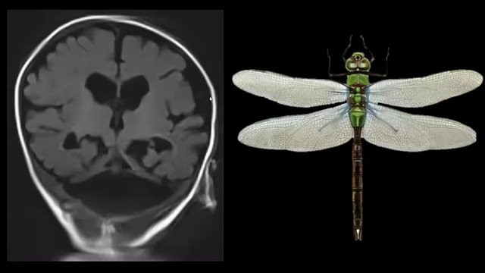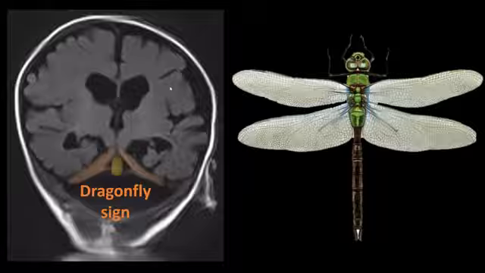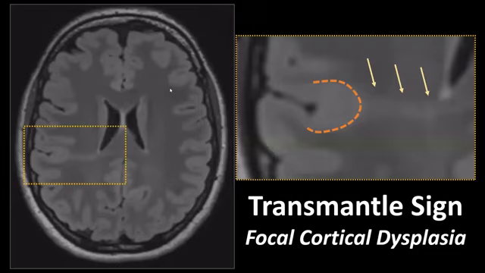In the coronal plane, the appearance of the hypoplastic cerebellum in combination with the vermis that can look a bit more preserved is sometimes likened to a dragonfly sign, or a dragonfly. So here we have the vermis, and here we have the very flat dysplastic cerebellar hemispheres, and the end result is a so-called dragonfly. The next sign I would like to discuss with you is a so-called transmantle sign.